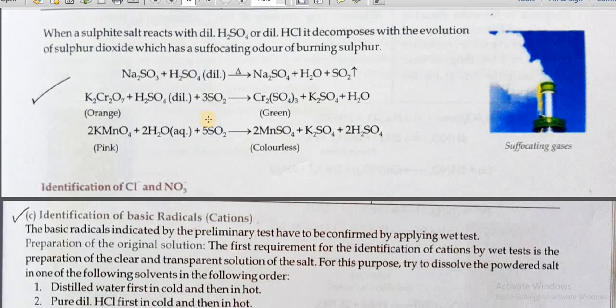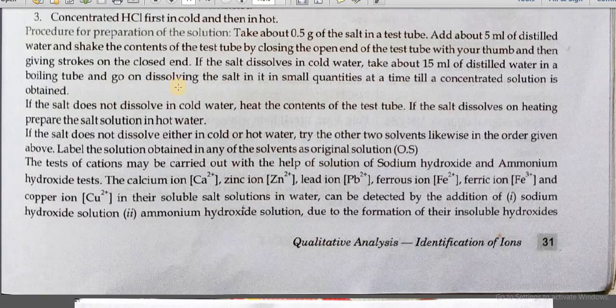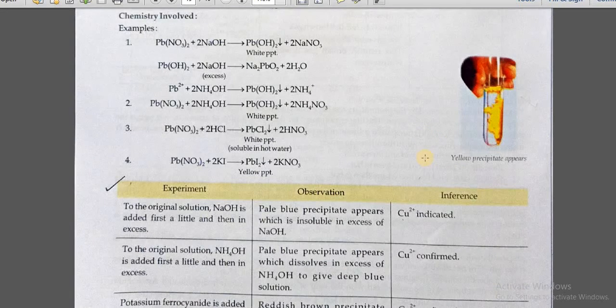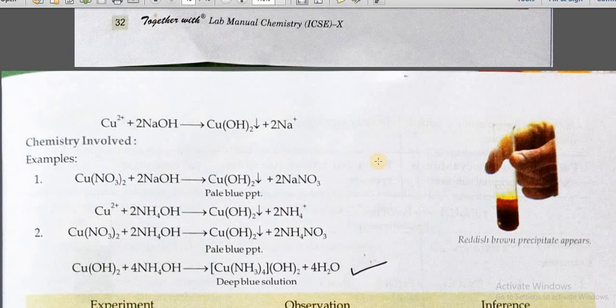You can refer to your book if you have got this book, otherwise you refer to the PDF file that you have. Next, identification of basic radicals. You copy all these things, the details, how it is carried out. Then experiment, observations, inference, and then after that chemical equations, diagram as well. So up to here you need to copy in your workbook.